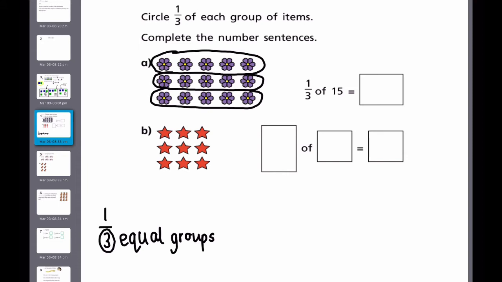So can you tell me what 1/3 of 15 is, Year 2? Nice and loud. 5. Well done. Who can explain why it's 5? Yes, you at the front. Go. Well done. What a super explanation, because there are 5 in every group. Okay, can you solve B on your own? Pause the video here and come back when you're ready. You've also got to write a number sentence. Off you go.